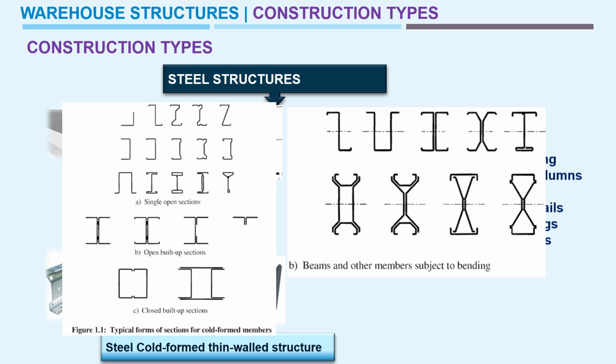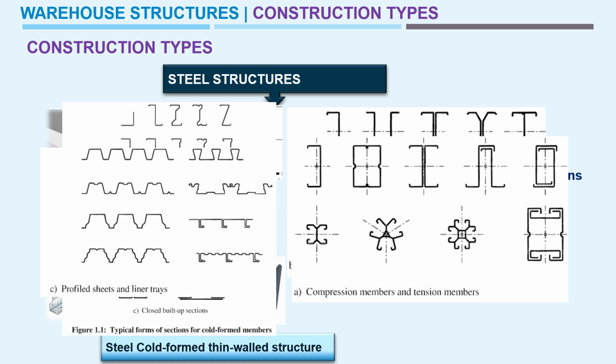Similarly, for beams and other members subject to bending, these are the various forms of cold formed thin-walled structures to be used. So this is all about European standard sections. These sections will vary according to country standards and global standards. This is our other type, profiled sheets and liner trays. These sheets can be used for wall cladding and roof sheeting, and these are the compression and tension members.